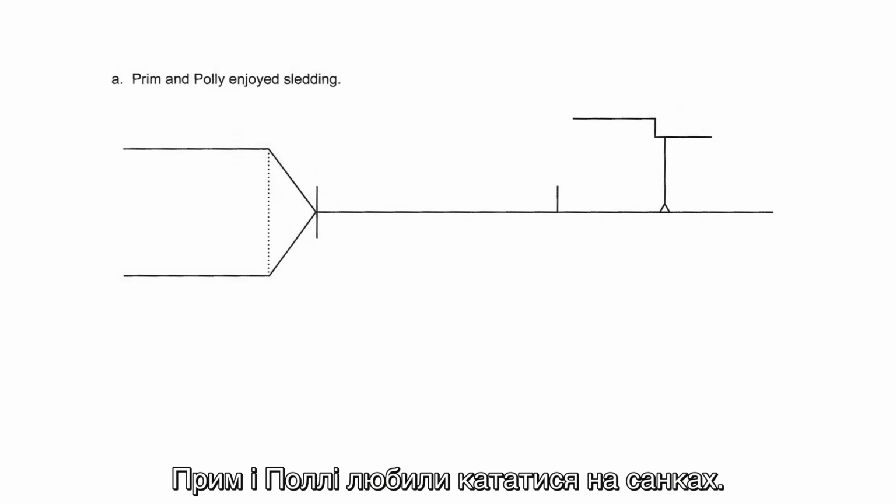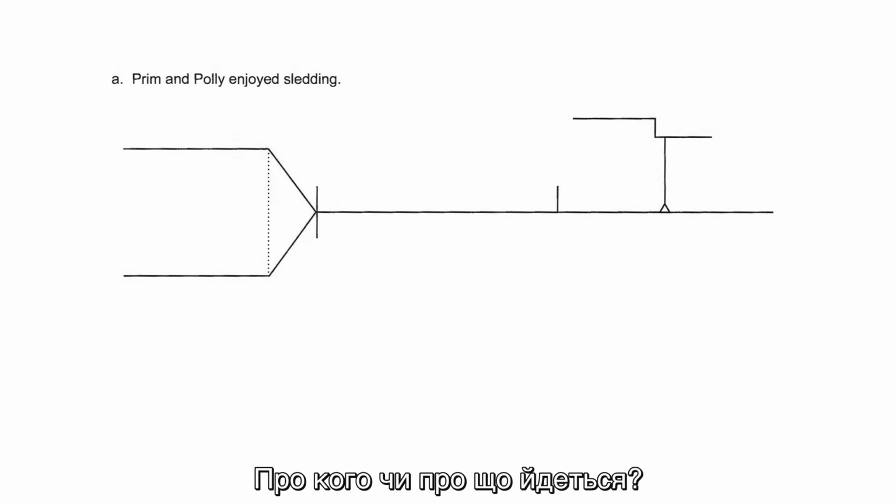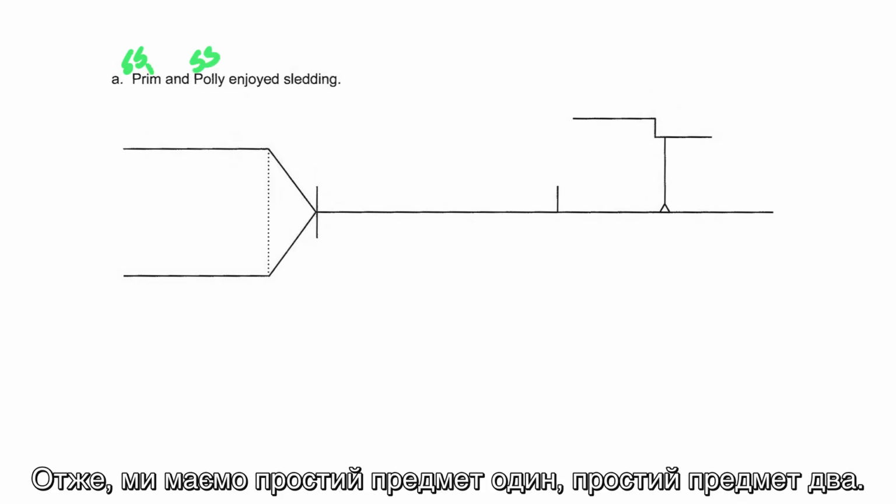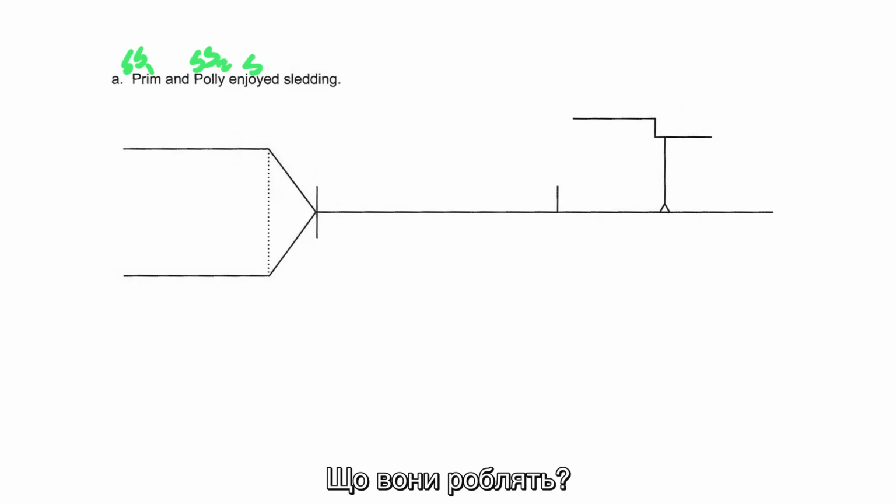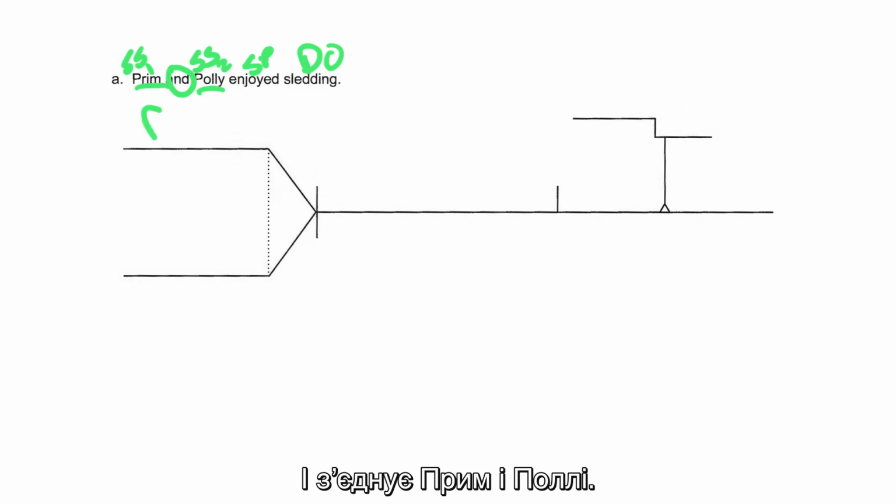Prim and Polly enjoyed sledding. Who or what is this about? It's about Prim, it's about Polly. So we have simple subject 1, simple subject 2. What do they do? They enjoy. What do they enjoy? The idea of sledding. And connects Prim and Polly.